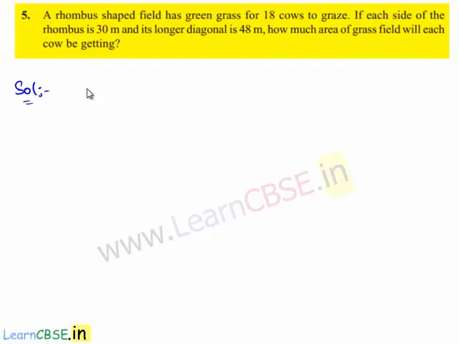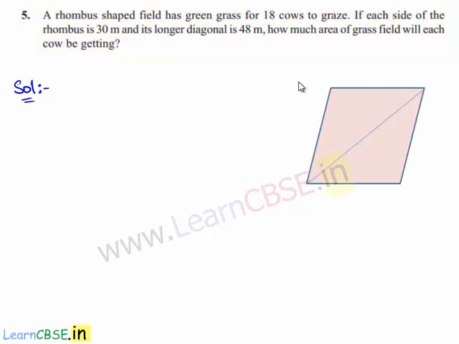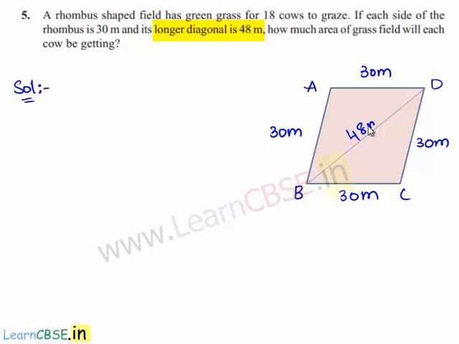We shall first consider a rhombus shaped field. We shall name the rhombus as A, B, C and D. As given in the question, each side of the rhombus is 30 meters, and let BD be its longer diagonal and its length is 48 meters. So we need to find the area of the rhombus shaped field.